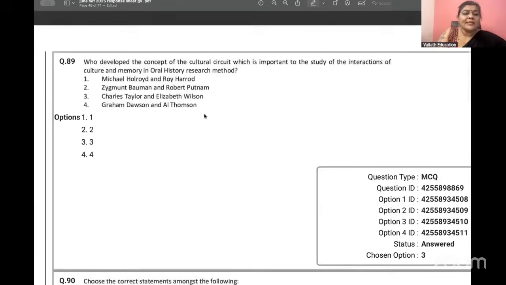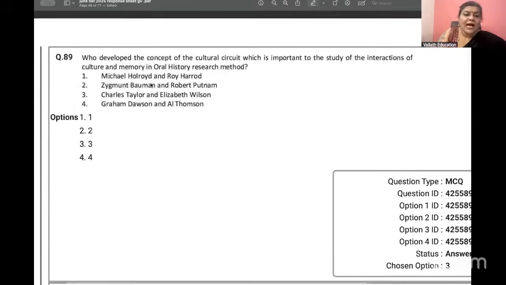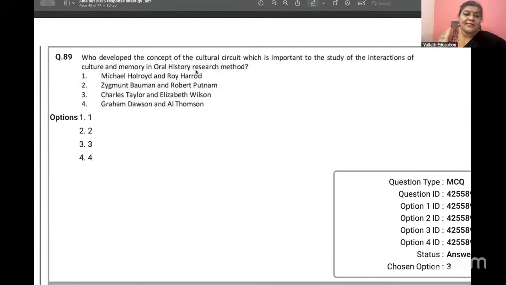Then, look at this. Who developed the concept of cultural circuit? It is oral history method. This is a research-based question. Michael Holroyd is the biographer of Bakhtin, and he's the husband of Margaret Drabble. Zygmunt Bauman wrote about liquid modernity. I've taught you. He did not write anything about oral history. Oral history is totally different. So it has to be 3 or 4. Answer is 4, but at least that much you can check.